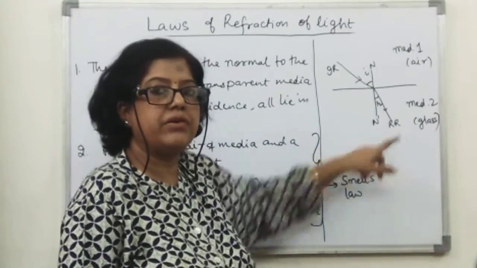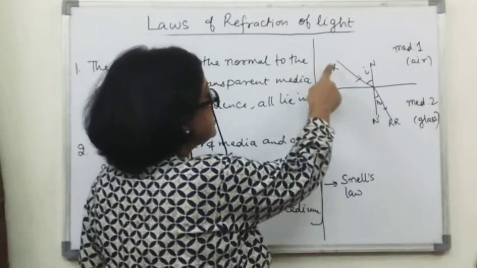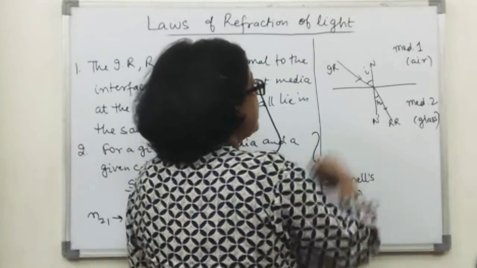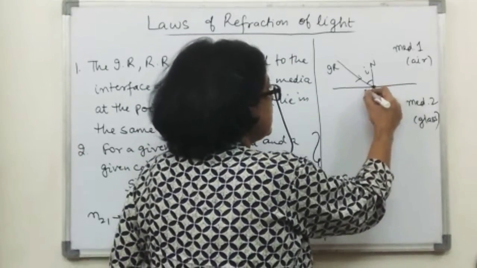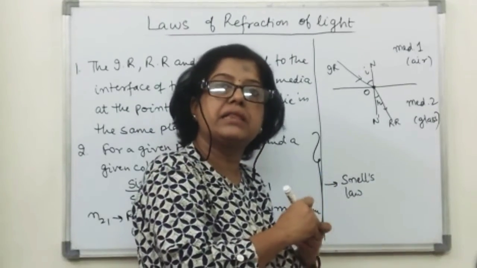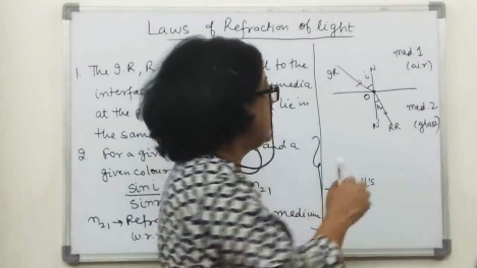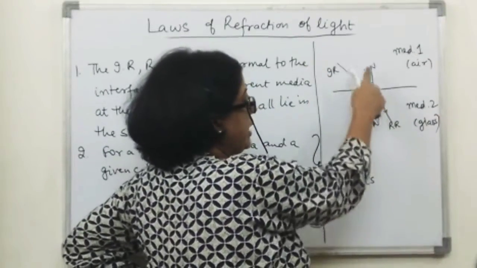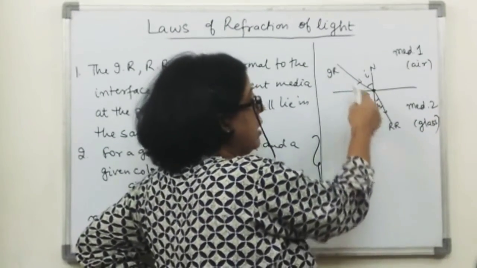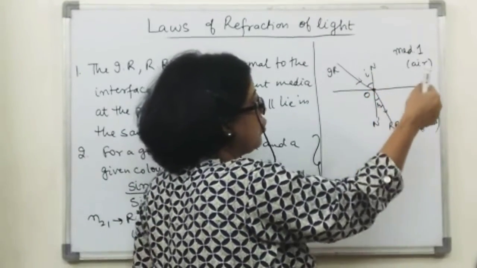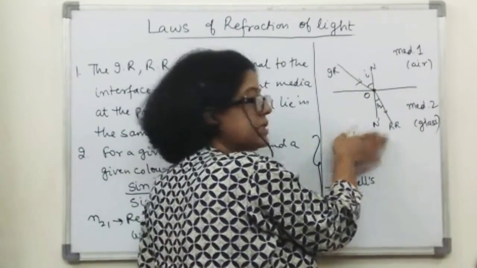So we've shown it bending towards the normal, and this ray which is traveling through the second medium, glass, is called the refracted ray. So the first law says that the incident ray, refracted ray and the normal at the point of incidence, this is the point of incidence, all lie in the same plane. These three lie in the same plane. That means, as I have drawn in this 2D plane, they all lie in the same plane. It's not that if this is the incident ray and this is the normal, the refracted ray will go into the third dimension; it will lie in the same plane.